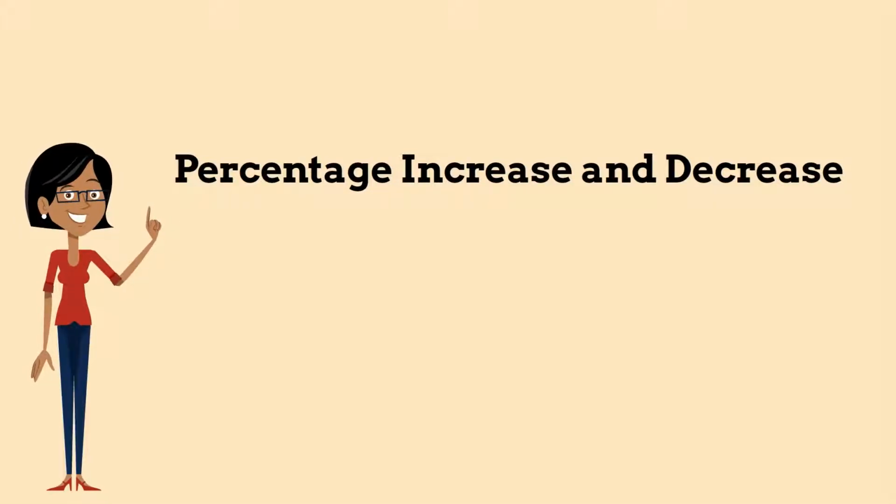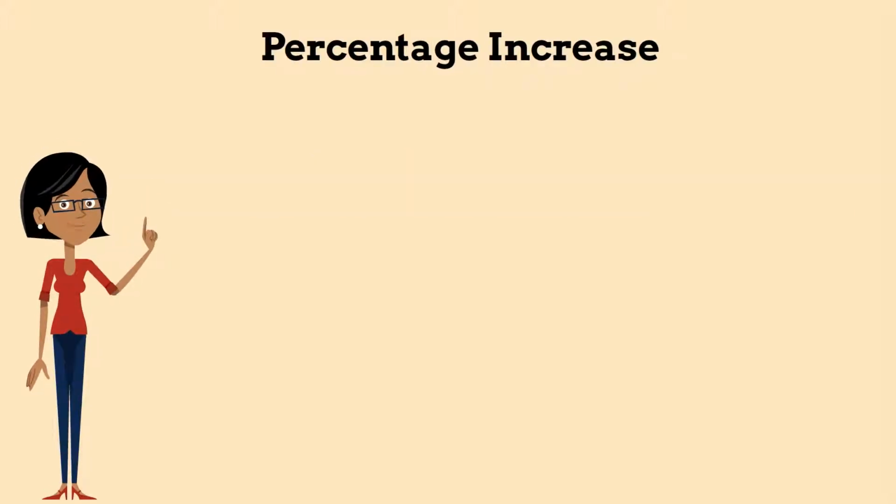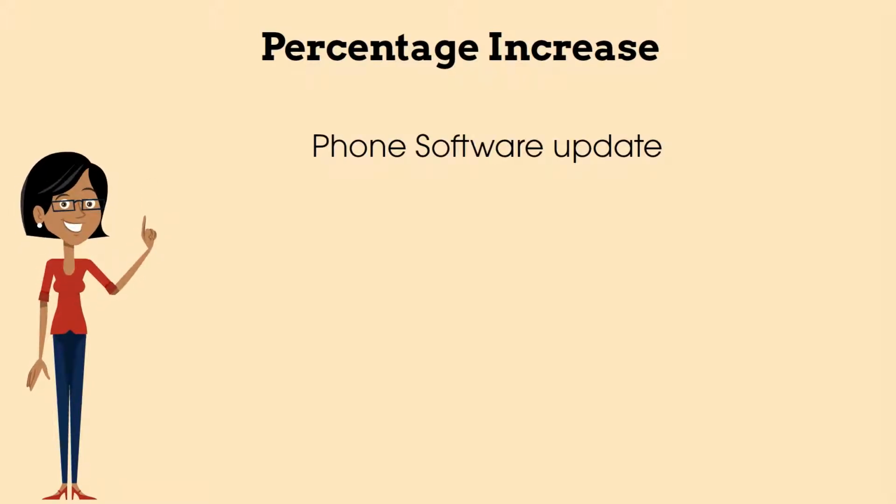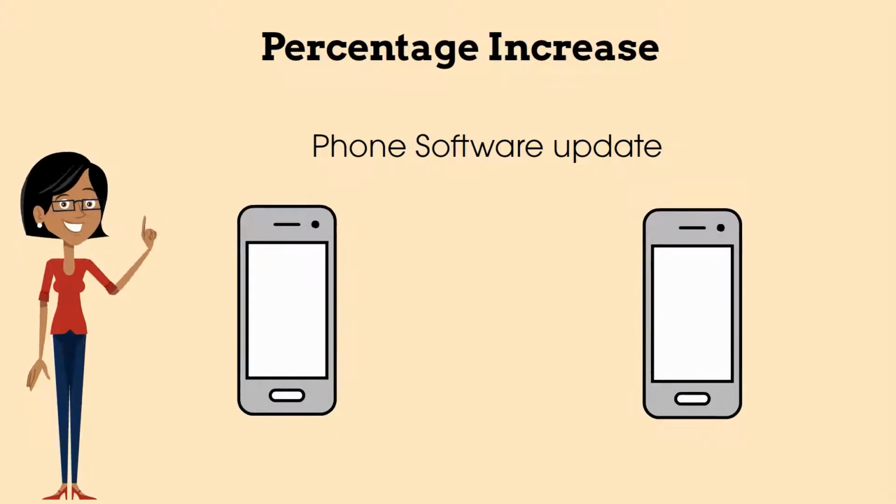Hello, in this lesson we're going to be looking at percentage increase and decrease, and this is to do with the change in value or price of an item. So let's start off with percentage increase. A good example of this is when there's a software update on our Apple or Samsung phone, for example. This may cause the company to put a percentage increase in the price.